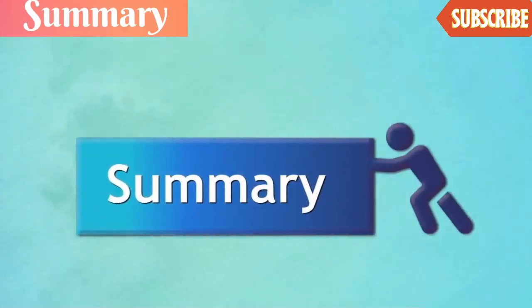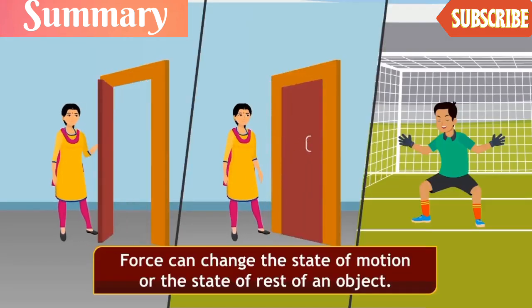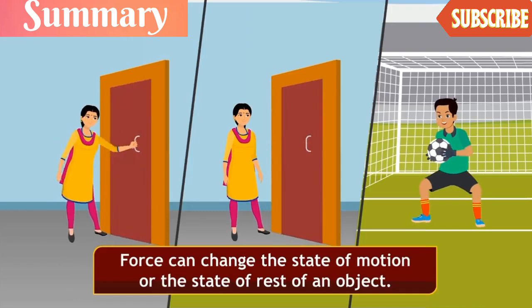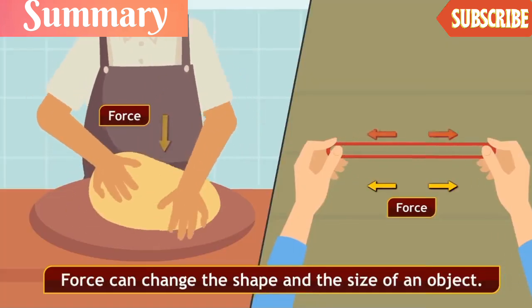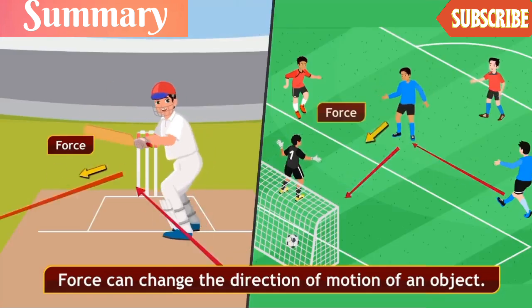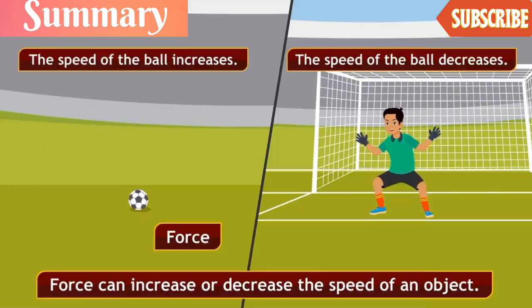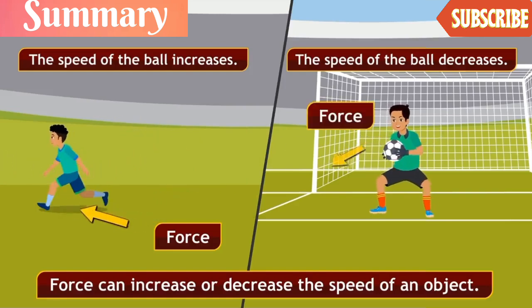Let's summarize what we have learned so far. A force applied on an object has the following effects. It can change the state of motion or the state of rest of an object. It can change the shape and the size of an object. It can change the direction of motion of an object. It can increase or decrease the speed of an object.